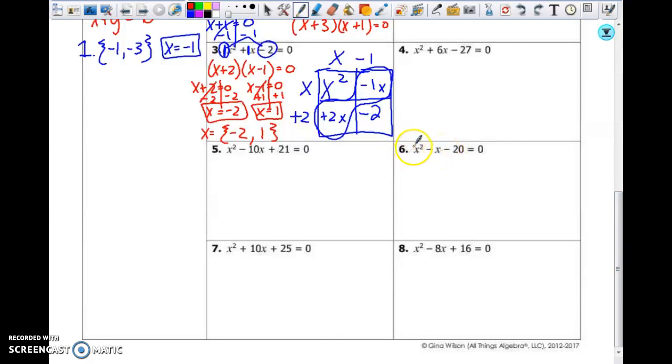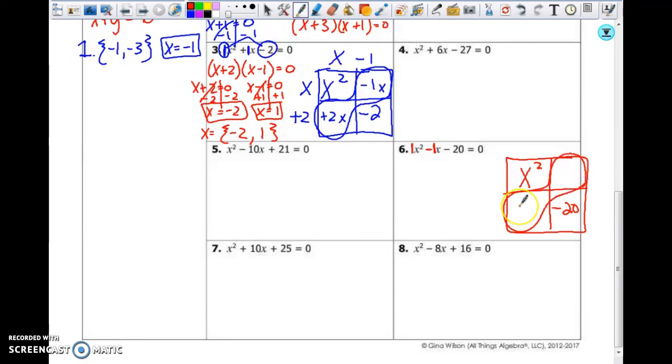So first identify the A, it's a 1, your B is a -1, right? And the C is a -20. So again, this will go in our box here. X squared goes here. -20 goes here. And these are the two missing boxes that I need.